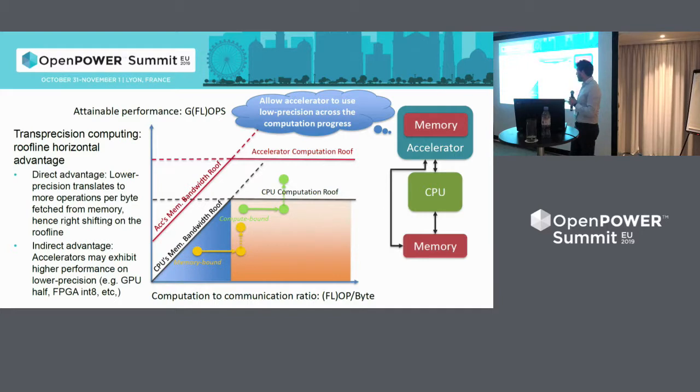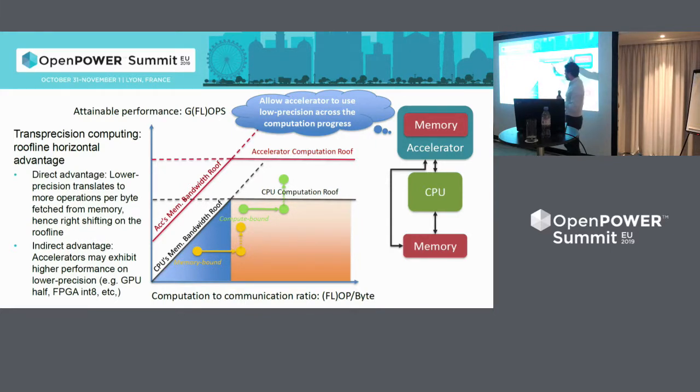The other area I'm going to discuss is transprecision computing. Transprecision computing is another form of approximate computing, with the difference that we have the option to change the precision during the computational progress, either statically with predefined metrics, or at runtime with metrics that we collect from the runtime system.